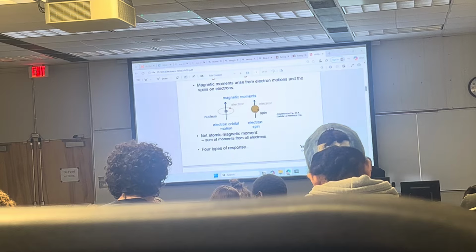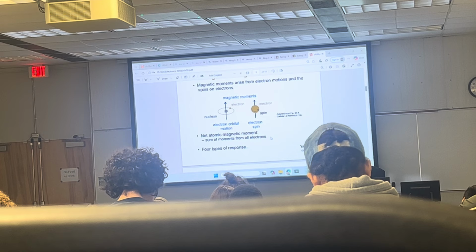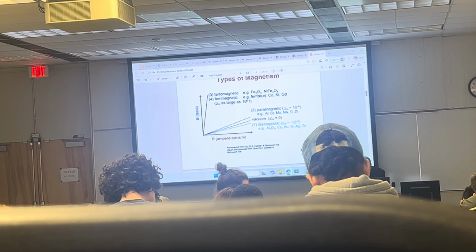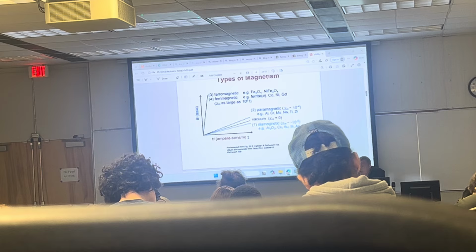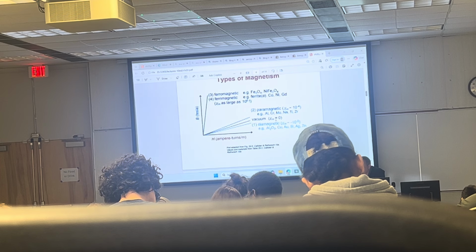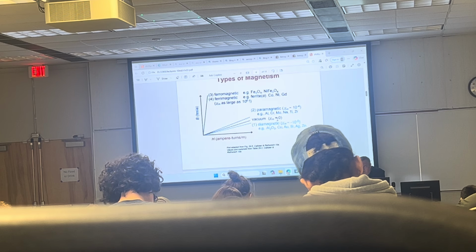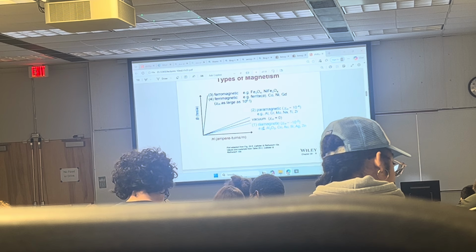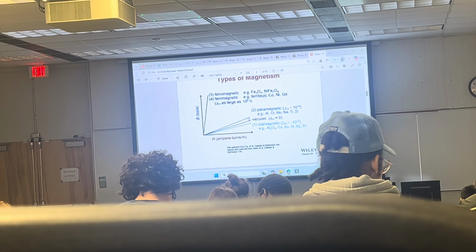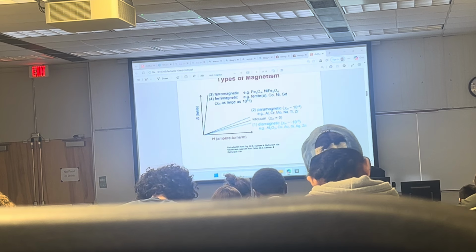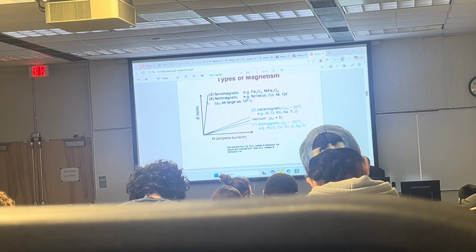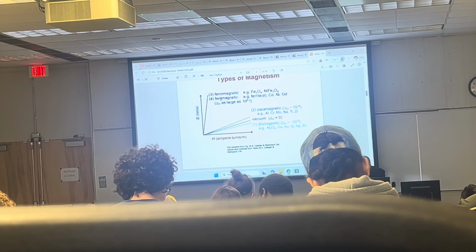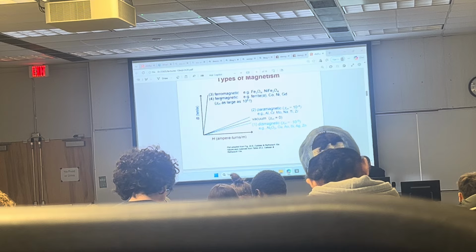And we say here that there are 4 types of different responses. If we plot B in Tesla versus H in amperes per meter, here's our vacuum where chi is equal to 0. And if it's below vacuum, that material is diamagnetic. If it's above vacuum, it's paramagnetic. And if it's way, way up there, it's either ferromagnetic or ferrimagnetic. Sounds like 2 Italian guys.